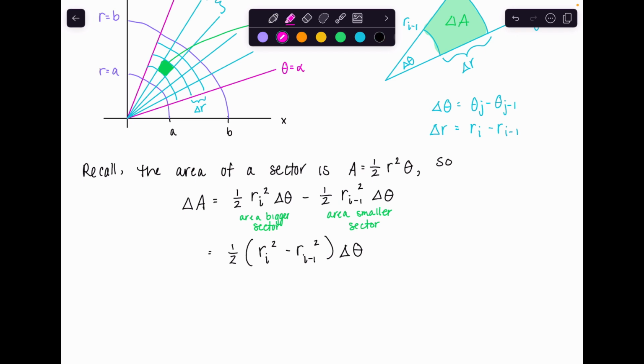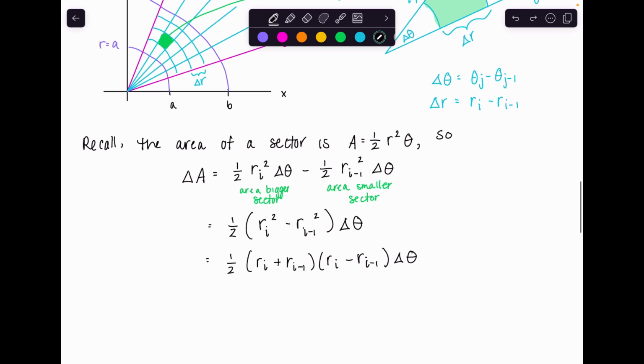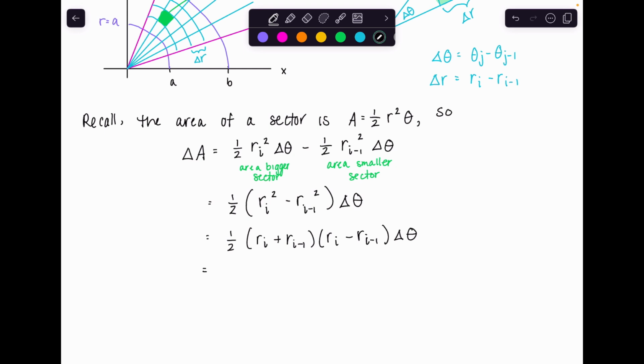Okay. Then this in here is something squared minus something squared. That factors really nicely. So this is 1/2 the bigger radius plus the smaller, times the bigger radius minus the smaller, which is fantastic for us because this is exactly what we're calling delta R, the change in the radii. And then here I'm just going to move that constant into the bottom.